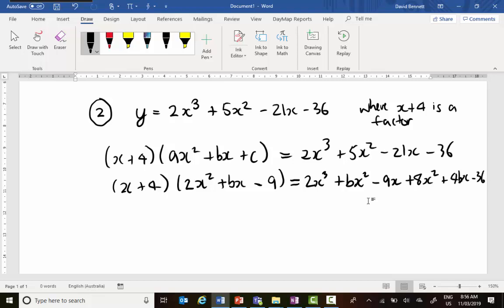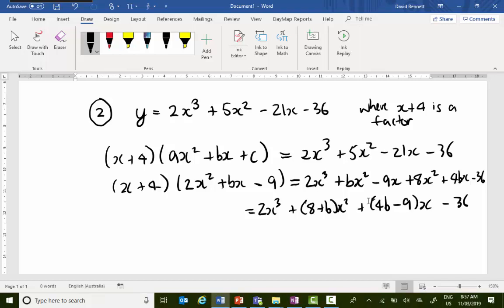Alright, so now we're going to collect some like terms. I might make my equals over here, I didn't give myself enough space. So I've got my 2x cubed. I'm going to collect my like terms, so I've got plus b and plus 8, so simply 8 plus b x squared. Collecting my x terms together, I've got plus 4b and minus 9x, and then I've got my minus 36.